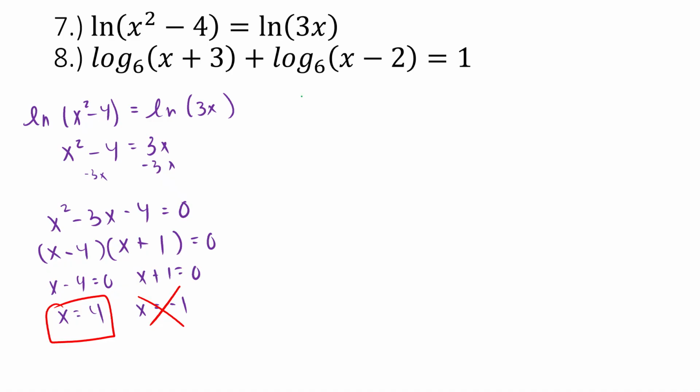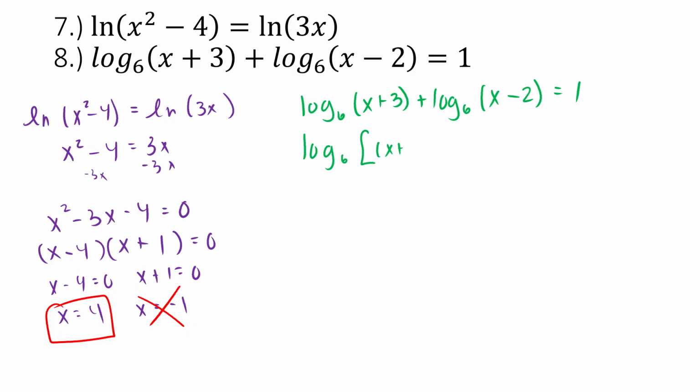All right, number 8, log base 6 of x plus 3 plus log base 6 of x minus 2 is equal to 1. Again, we have two logarithms being added together, and so we are going to multiply the arguments. So x plus 3 times x minus 2. And we will change the form over on this one. So 6 to the first power. And as I did before, to save time and space, I'm going to go ahead and multiply that. So that'll be x squared plus x minus 6. 6 to the first power is just 6.